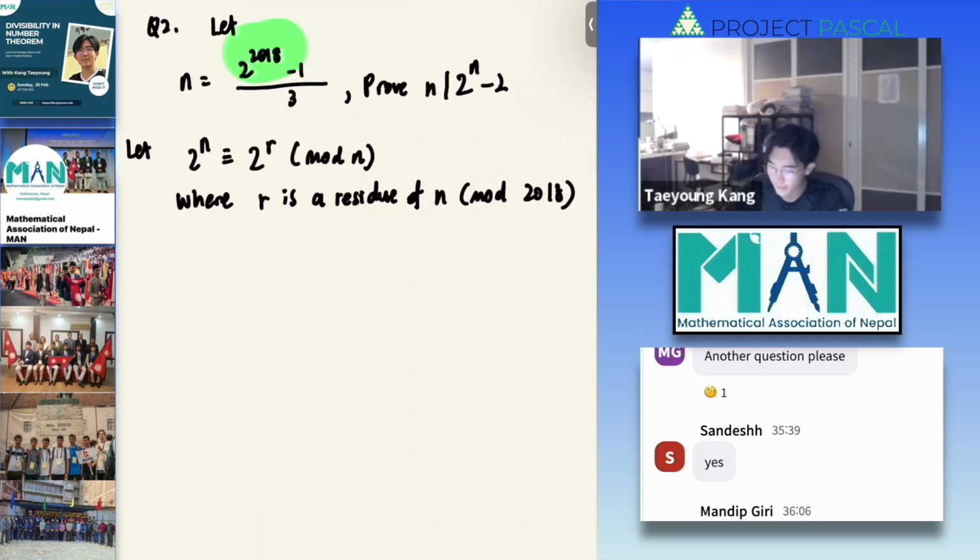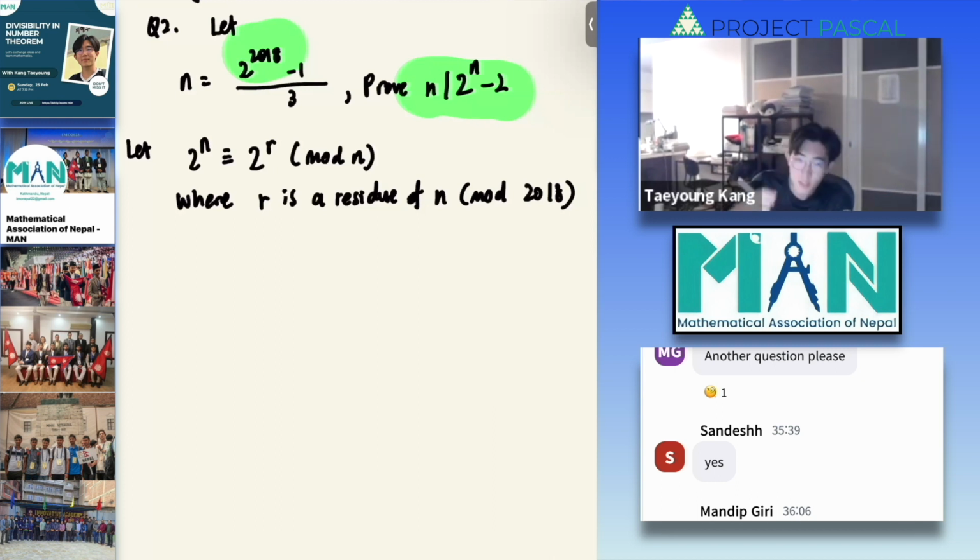Because we want to show that 2 to the power of n minus 2 is congruent to 0 mod n. And I think someone mentioned that we want to split the primes up as 1009 and 2. That's a very good observation because you cannot do Fermat's little theorem on composite numbers. You must only do it on primes.